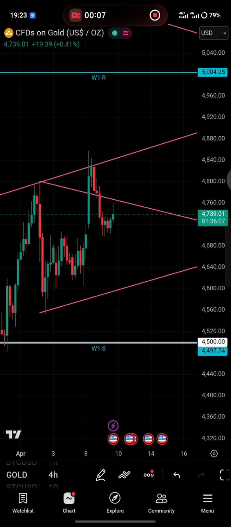Today we will be going through the gold chart to see whether right now the price action is on the buy side or the sell side, right?